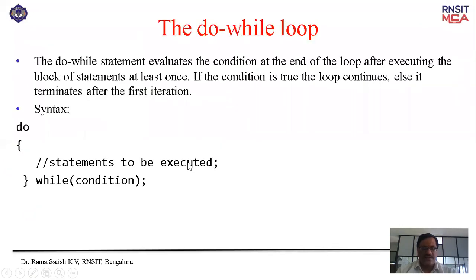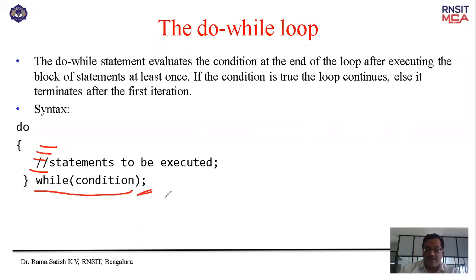Next, we have the do while loop. In a do while loop, what happens? In a while loop, you are checking the condition before entering into the loop. But in a do while loop, you allow the control to enter the loop once, and all the statements inside the compound statement execute. After it executes once, at the end, the while condition is checked.